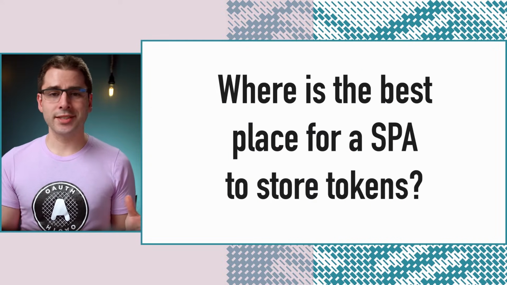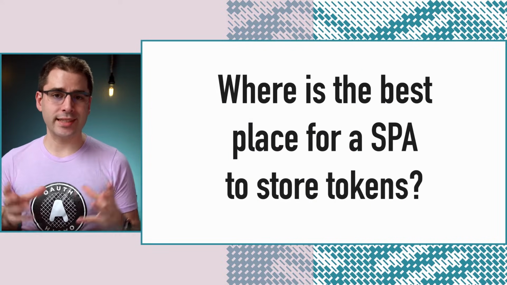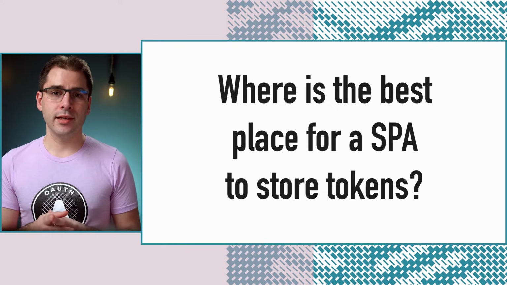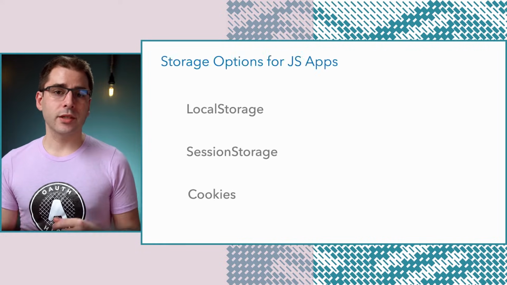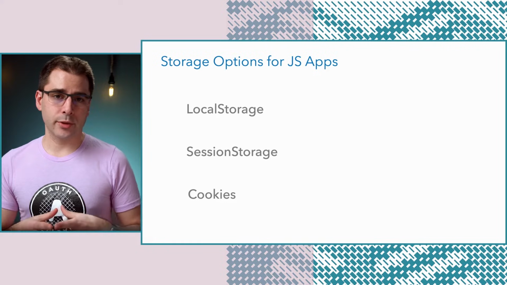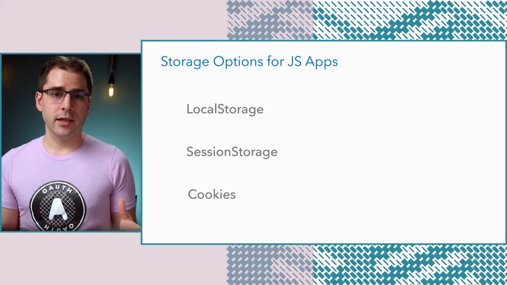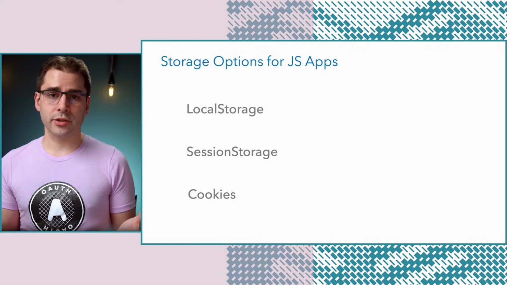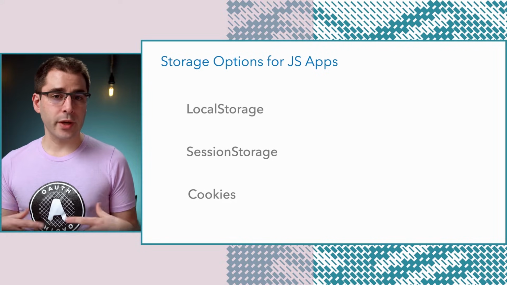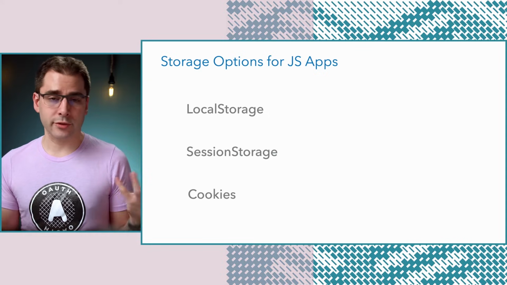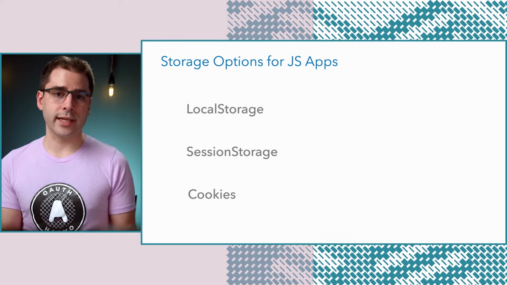All right, the next question we're going to talk about is, where is the best place for a single page app to store tokens? I get this question a lot because it's not entirely obvious. So single page apps have a few APIs available to them to store data. There is local storage, session storage, and cookies. They all have slightly different properties, but they all work fundamentally the same. JavaScript code can write data to them and then read that data.